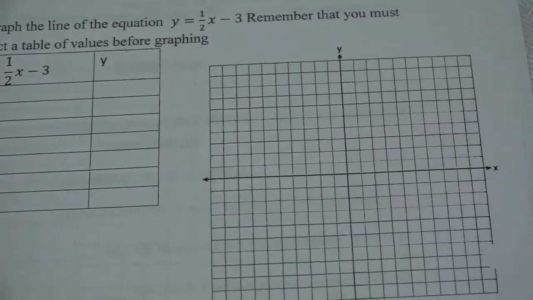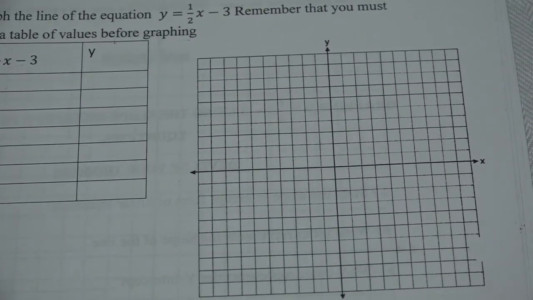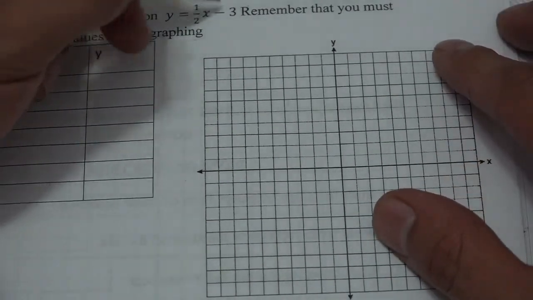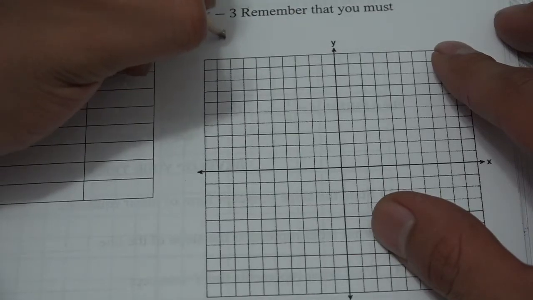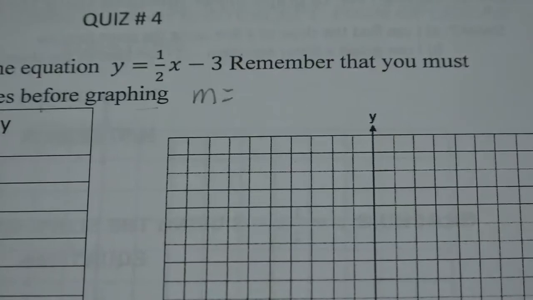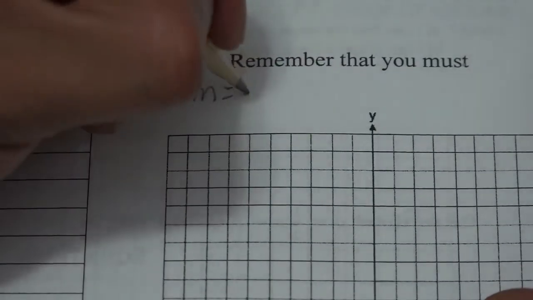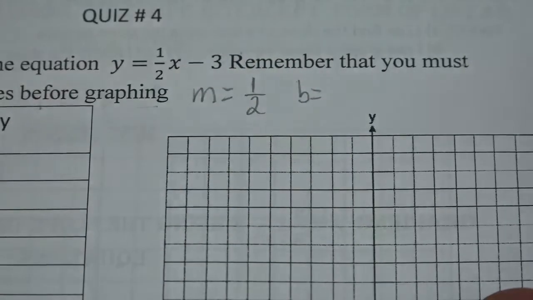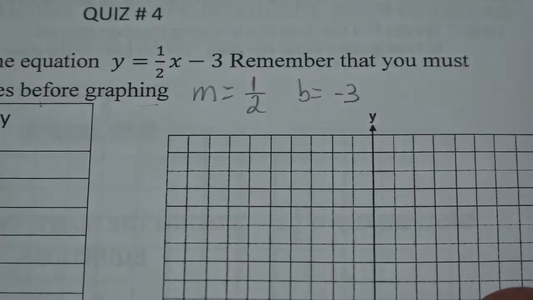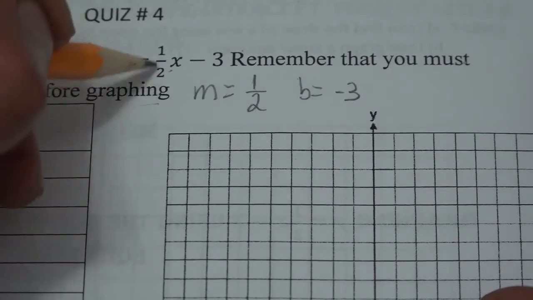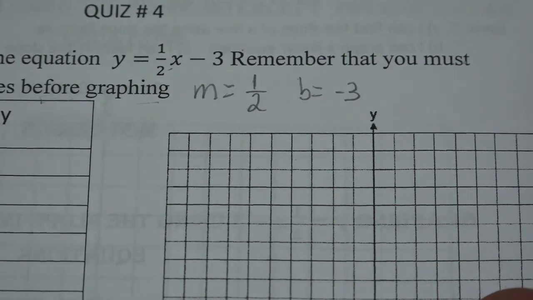So how do I do that? Well, remember something. It's y equals 1/2 x minus 3. So you have to identify the slope here. So what is the slope here? Correct, the slope is 1/2, positive. And the y-intercept is negative 3. The loose number is always the y-intercept, okay? There's no question around it. And the number that accompanies the x is always the slope.